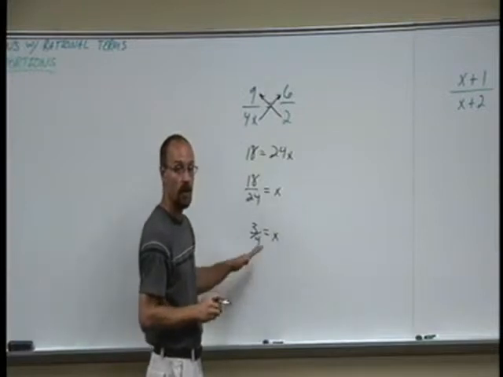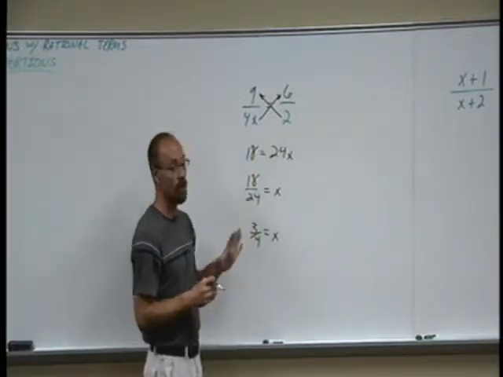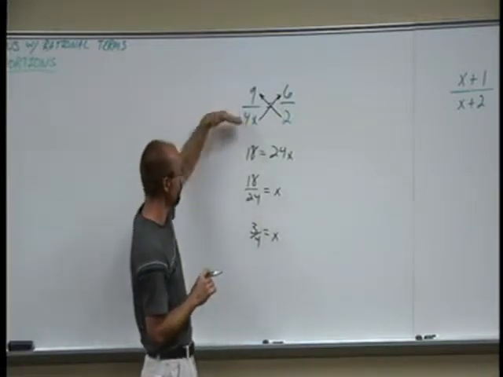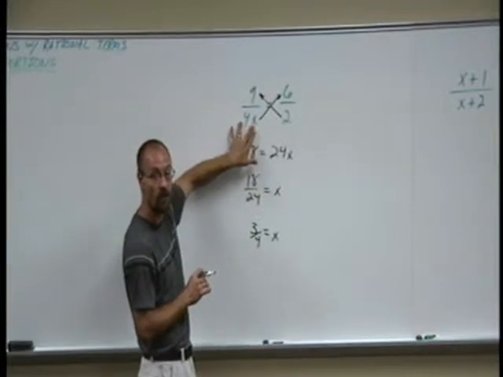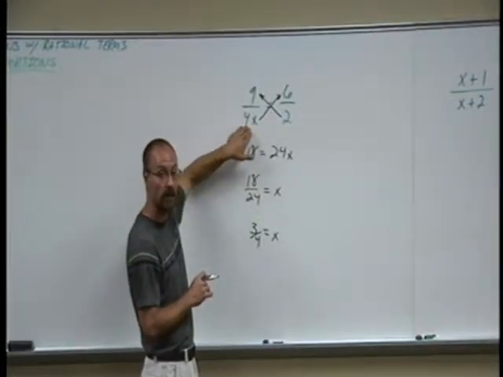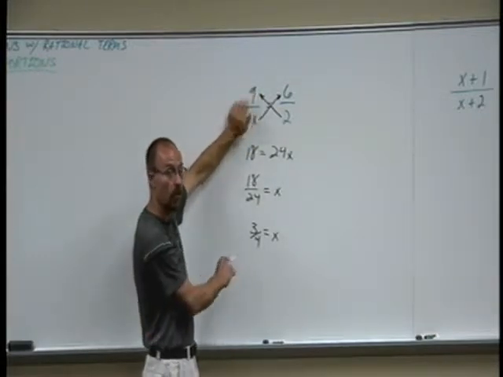And now I'm going to check my answer because I notice an x in the denominator for one reason. I want to make sure everything works out. Nothing is undefined or anything like that. So I put in 3/4 here. 4 times 3/4 is 3. 9 divided by 3 is 3. So this side is equal to 3 when I plug in 3/4.